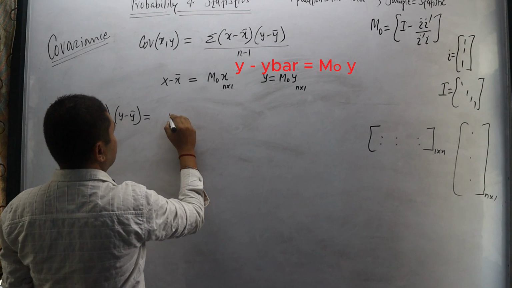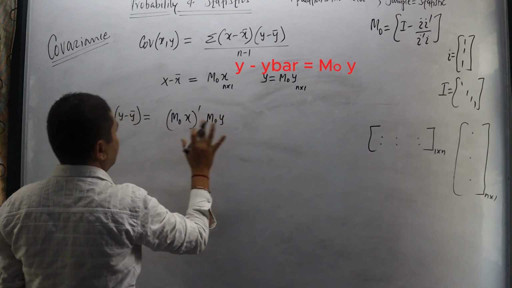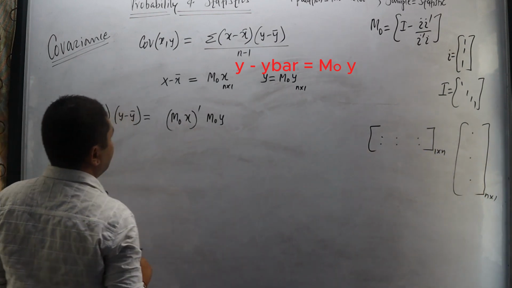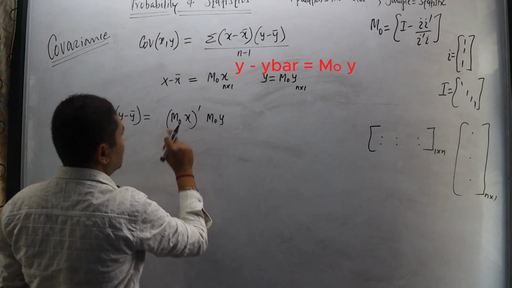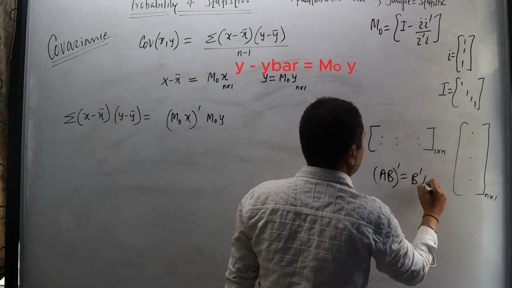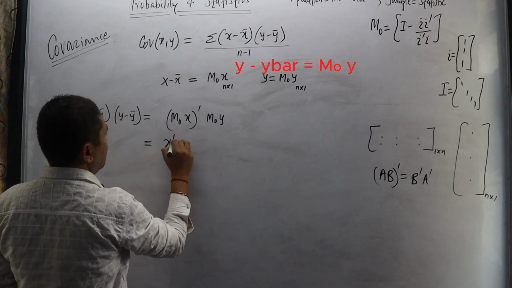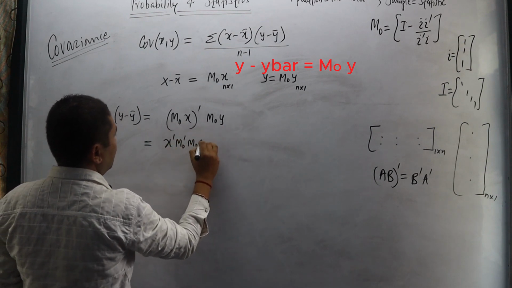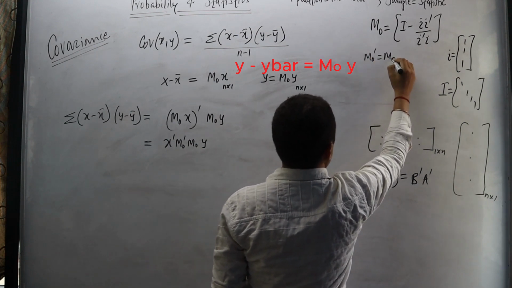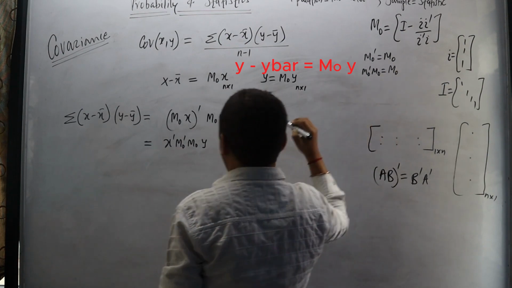Now let us write this as M0x transpose times M0y. The first one is in transpose form, the second one is in its original form. Now here it is (AB) transpose. In matrix algebra, when we encounter this kind of situation, (AB) transpose is B transpose into A transpose. Let us use that formula over here, and we get x transpose M0 transpose M0 y, and this is the way it is. And we know that the deviation from mean matrix is an idempotent matrix, where its transpose is equal to itself, and when we multiply it with itself, the result is itself.